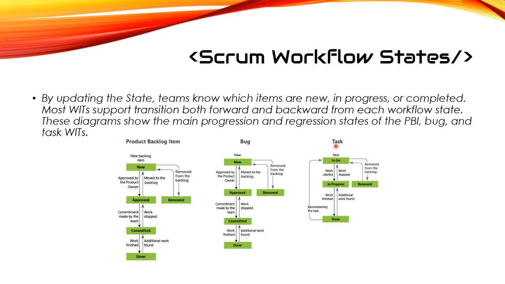Task. Once the task is new, it becomes a to-do in the work state. So the work is started, it goes to in progress. Work is finished, it goes to done. If it's not done, then additional work is found. And if it's in progress, and then work stopped, it goes back to to-do, and then you can also remove the task as well. But I wouldn't remove any of these things unless you have the permissions from your Scrum Master or your product owner to do so.